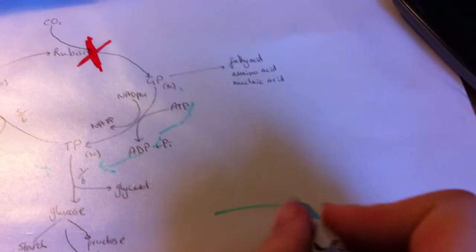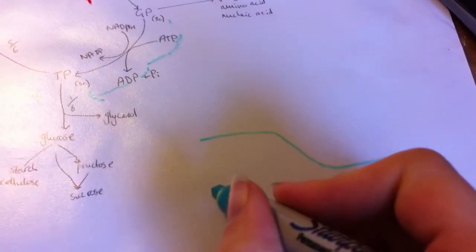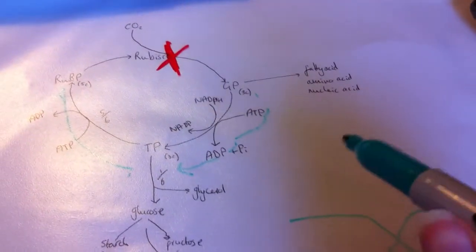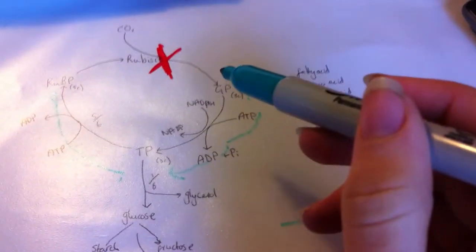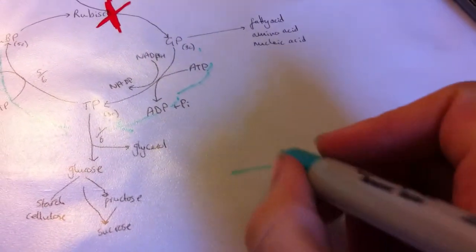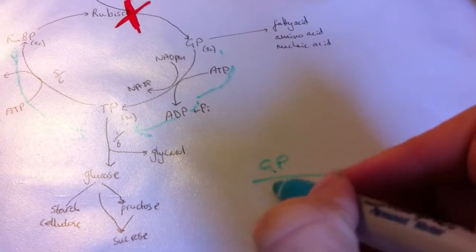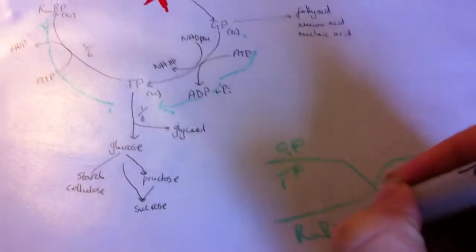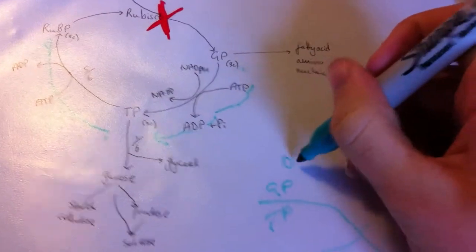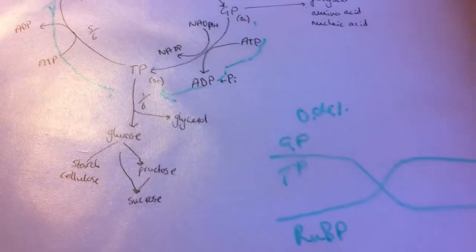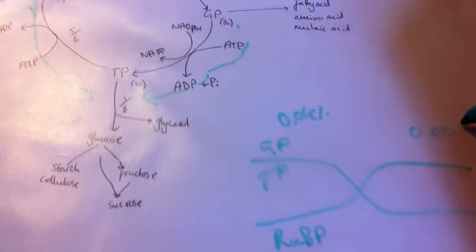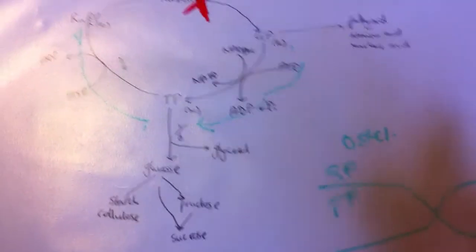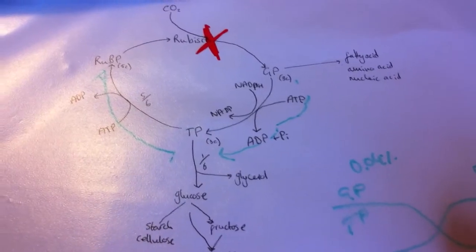So with your relative concentration, the ones that are going down are going to be GP and TP. And the one that's going to be going up is RuBP, like that. So that would be 0.04%, which is what's normal for CO2, and 0.001%. That's what they show in the book anyway. Okay, so that's those things.